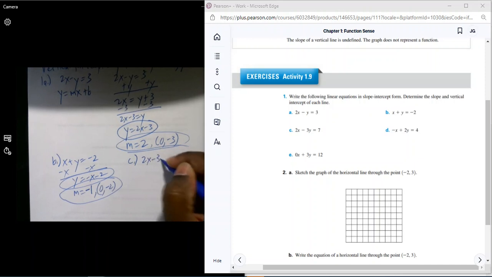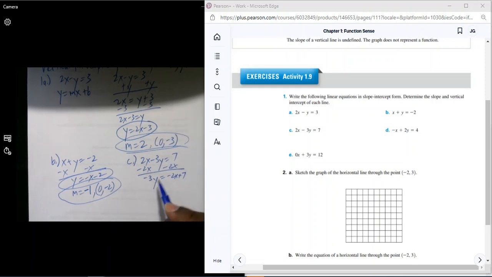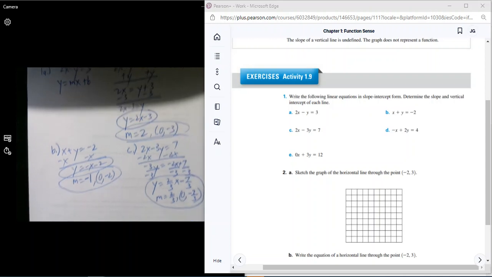We have 2x minus 3y equals 7. We can subtract 2x on both sides. Negative 3y equals negative 2x plus 7. Divide each side by negative 3. And I would do each individual term here. And we have y is equal to 2/3 x minus 7/3. So your slope would be 2/3. And your y-intercept would be 0, negative 7/3. So this would be your full answer. All right, now we move on here to D.